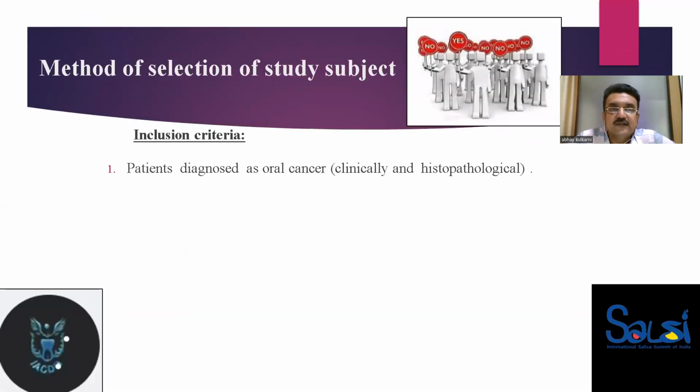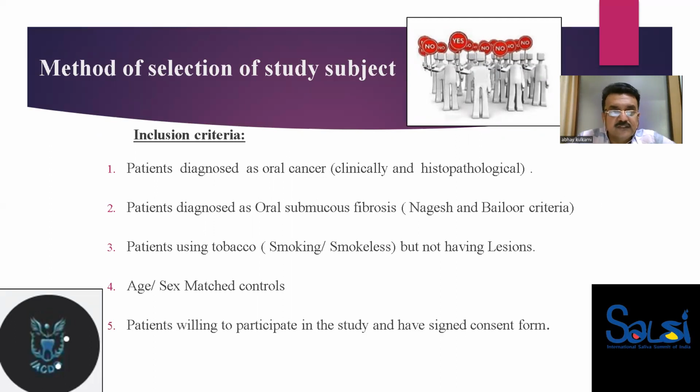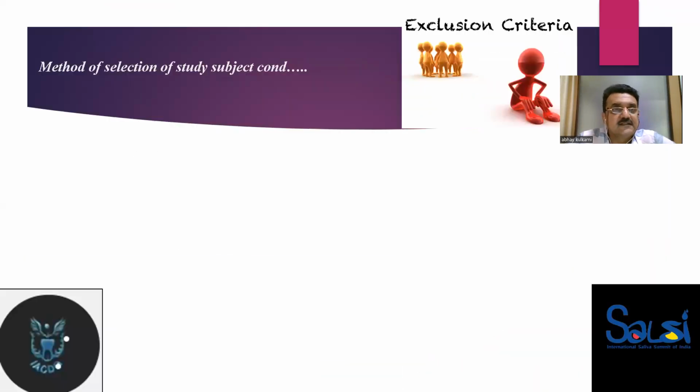Method of selection, inclusion criteria: patient diagnosed as oral cancer, patient diagnosed as oral submucous fibrosis, patients using tobacco, smoking, smokeless but not having tobacco lesions, age and sex matched controls, patients willing to participate in the study and given informed, signed consent.